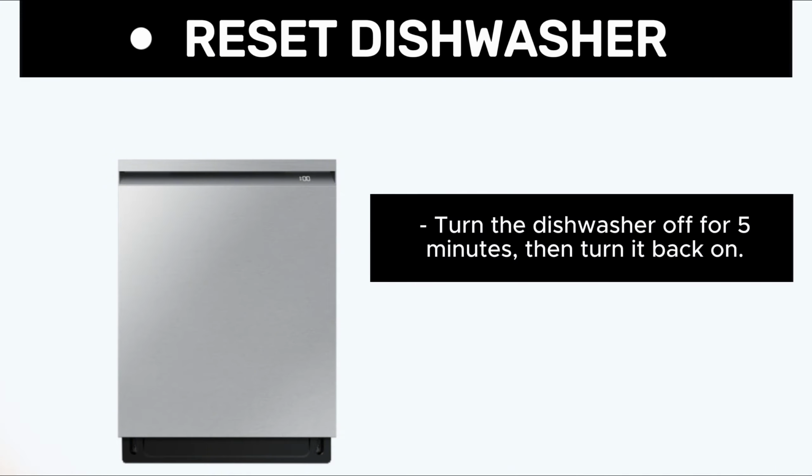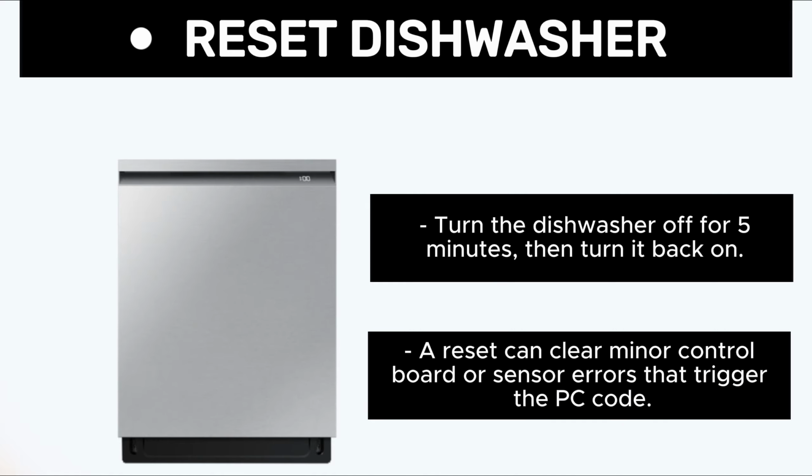So the first thing you can try is to reset the dishwasher. Turn off the dishwasher and unplug it, or switch off the breaker that's connected to it, of course, for about 5 minutes. Then just power it back on. The simple reset can clear minor control board or sensor errors that trigger the PC code.